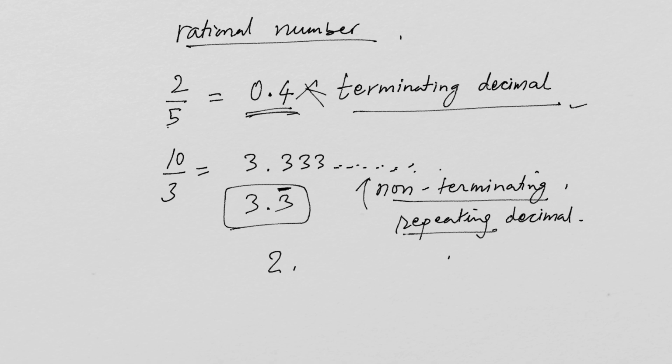Sometimes you will find something like 2.25, 25, 25. What is happening here? It is non-terminating. Terminate means to finish, but it is not finishing here. It will keep on coming, and there is a repetition, 25, 25, 25. So a rational number can be written only in these two possibilities. That's it.